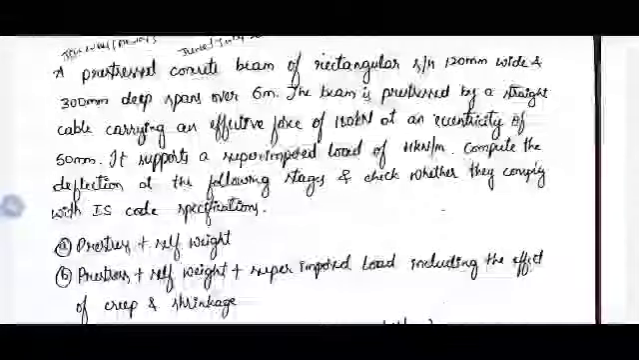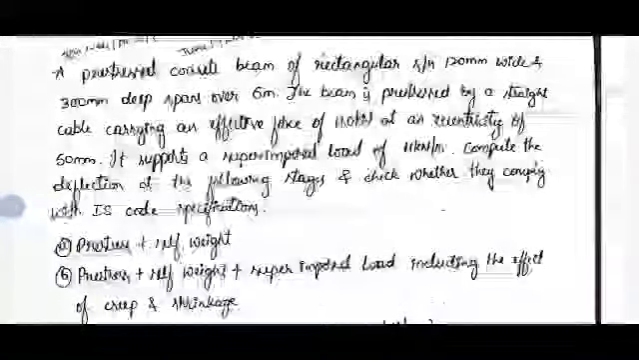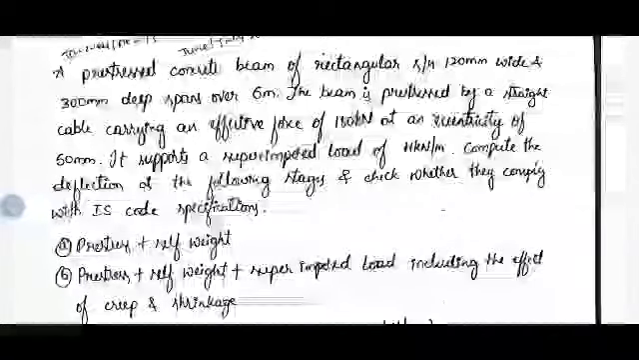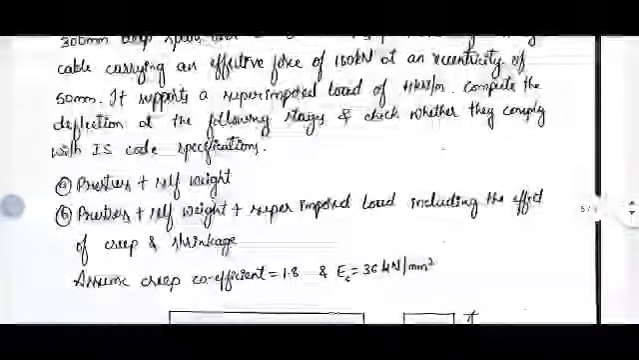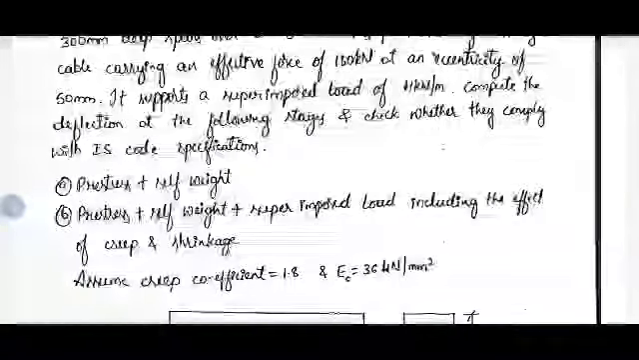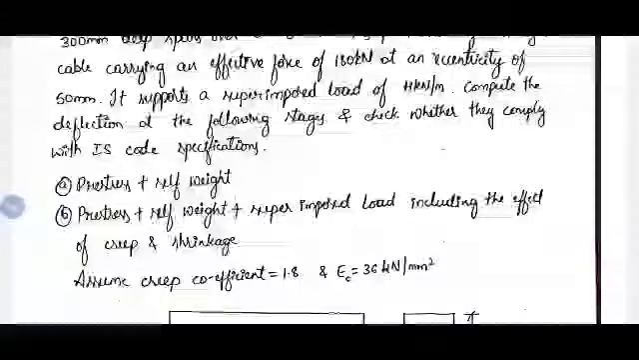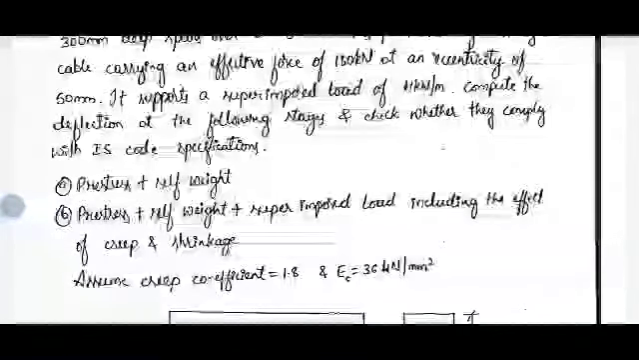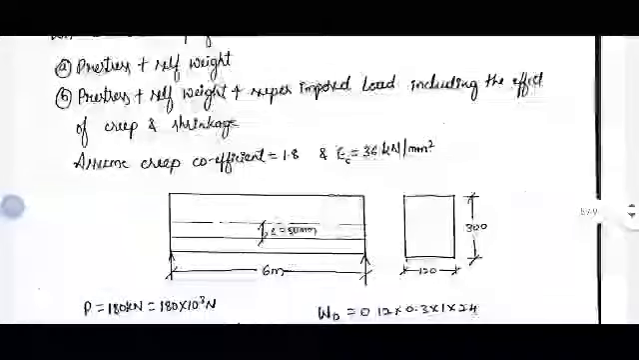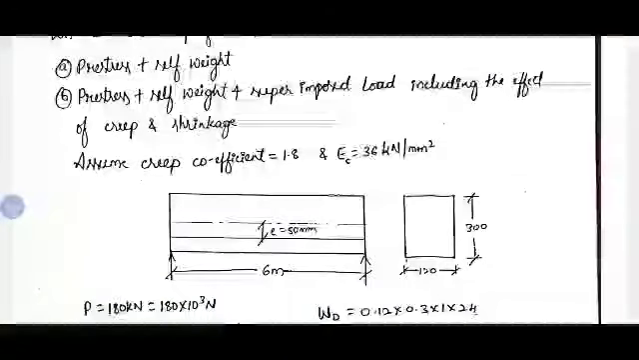First one, pre-stress plus self-weight. Next one, pre-stress plus self-weight plus superimposed load, including the effect of creep and shrinkage. Assume creep coefficient 1.8 and Ec, Young's modulus of concrete or section, both are same, 36 kN per mm square. So here we have a straight tendon with uniform eccentricity of 50 mm and cross section is 300 by 120 mm.